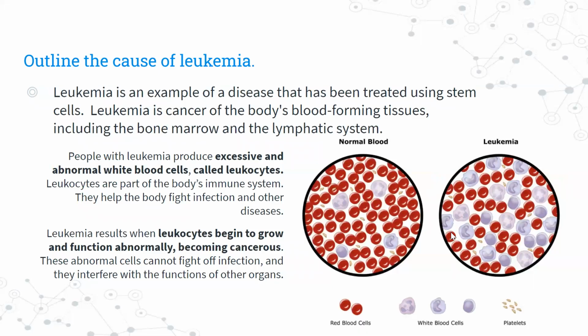Okay, leukemia. So let's look at this. Outline the cause of leukemia. Leukemia is an example of a disease that has been treated using stem cells as well.